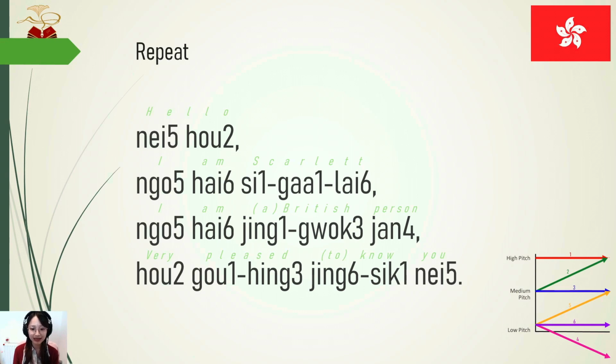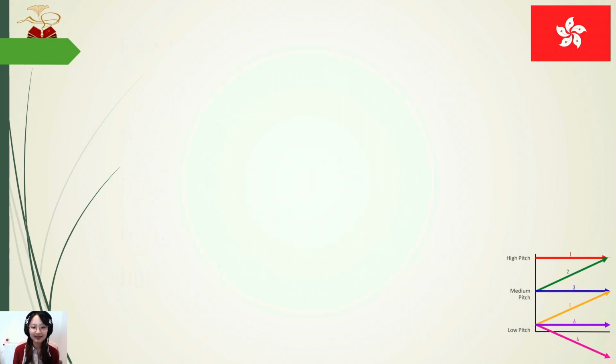Ying Gwok Yan means a British person. Ying Gwok means Britain or the UK. Yan means person. Hou means very. Okay, hou has multiple meanings. In this sentence, it means very. Gou hing pleased. Ying sik to get to know. And then you, nei. Okay? Let's try that slowly.